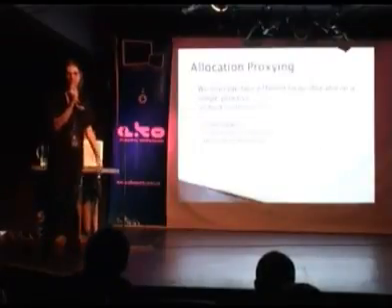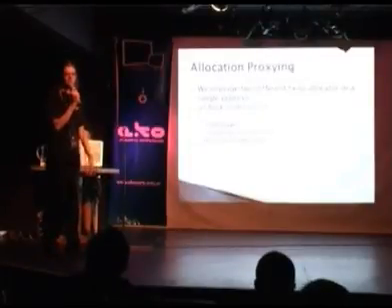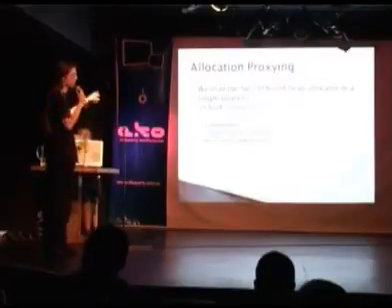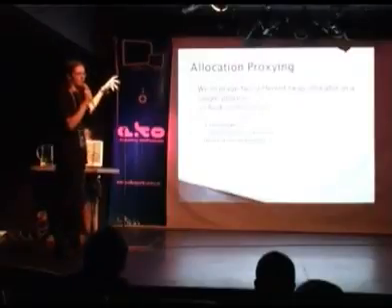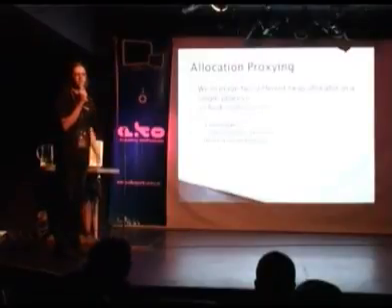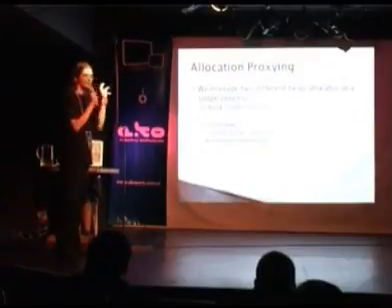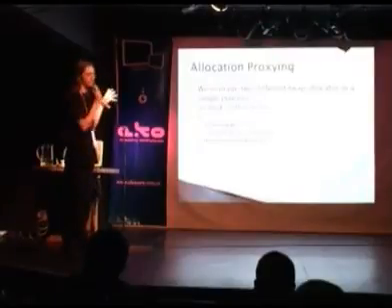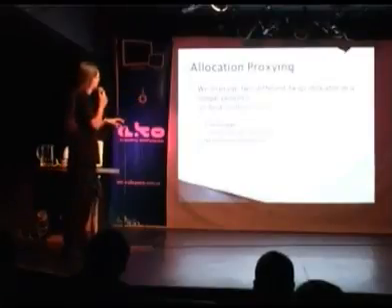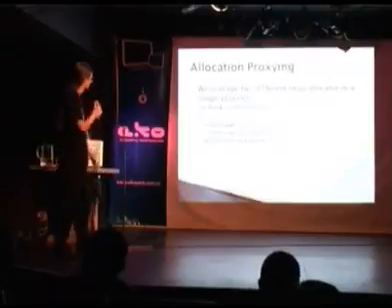So allocation proxying, here is some pseudocode showing how it works. Basically, when malloc or any other kind of allocation function is called from inside the process, we check where this request is coming from. If it's from the debugger, we return a pointer from our heap. Otherwise, we return a pointer from the original heap of the process.